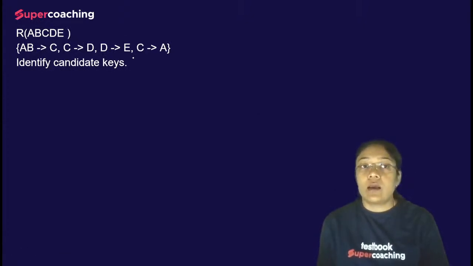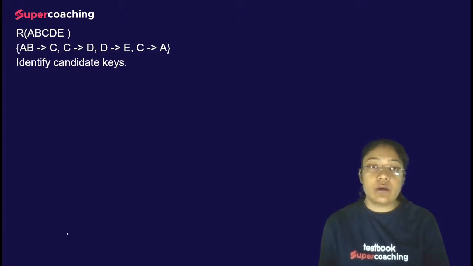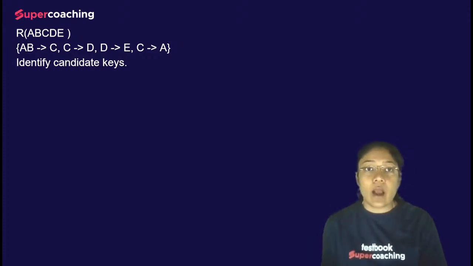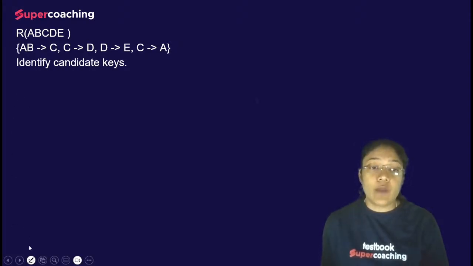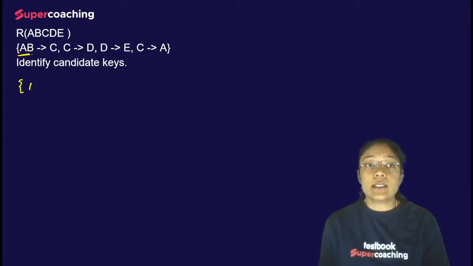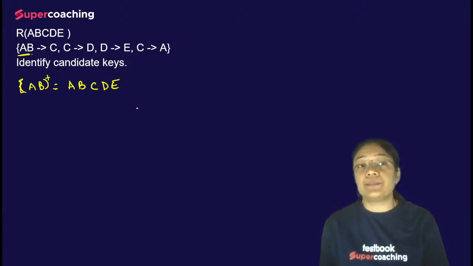Next one. Here also you have to identify the candidate key. This is the last question from the assignment, I guess. So there are 5 attributes and you have to identify a candidate key. We'll start with, from where should I start? We'll start with AB closure. So here we are getting AB. AB is determining C, C is determining D, D is determining E.